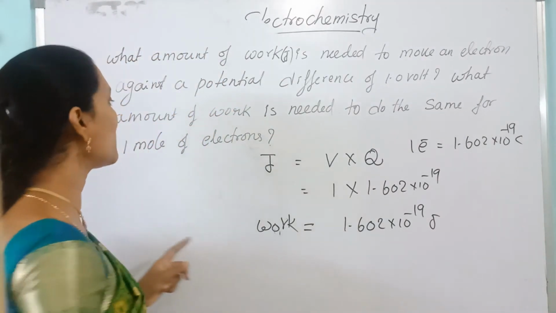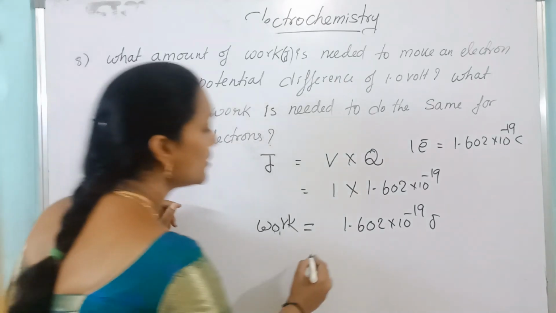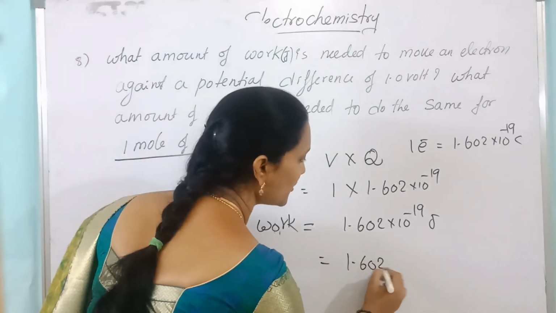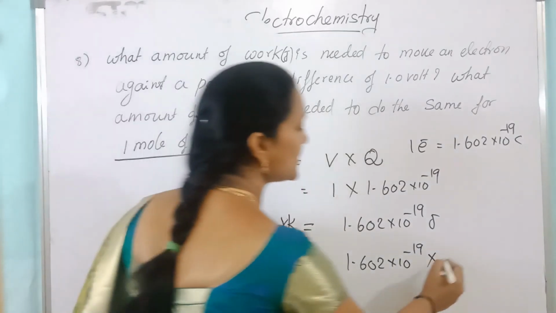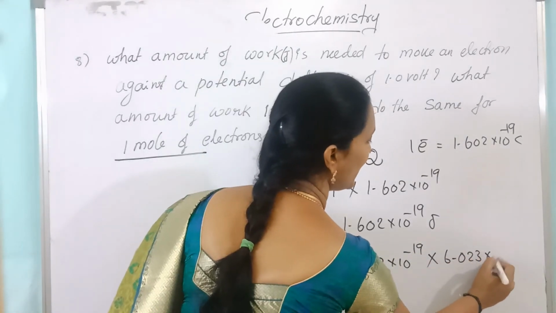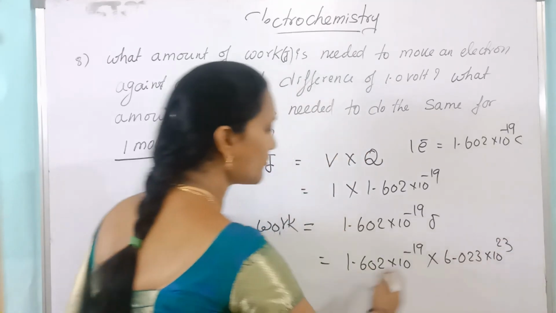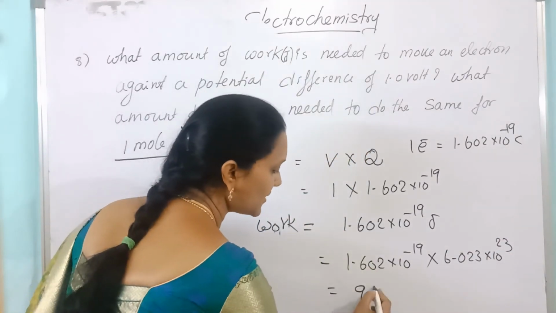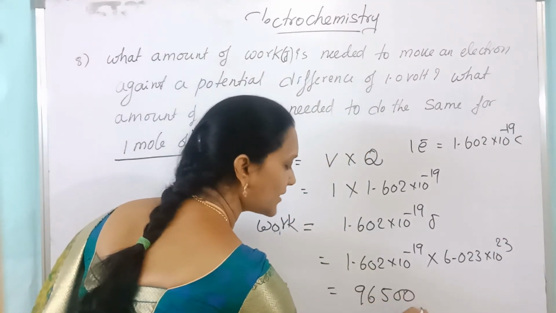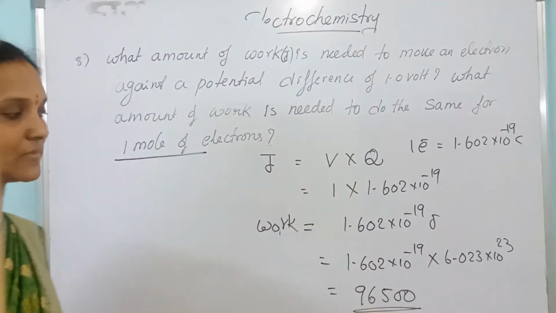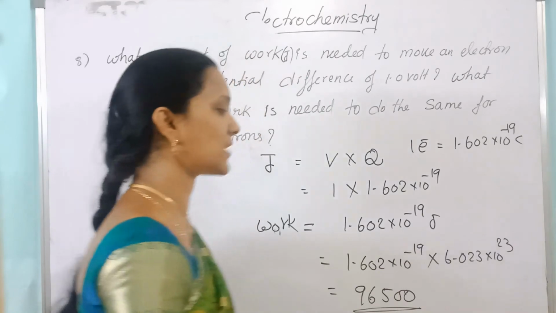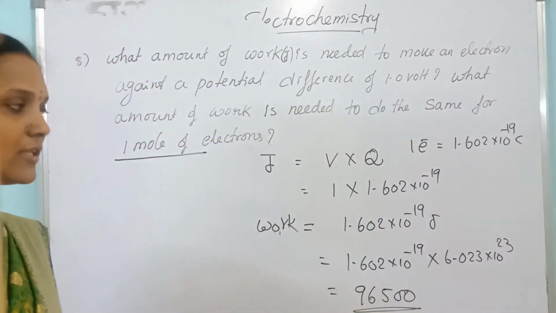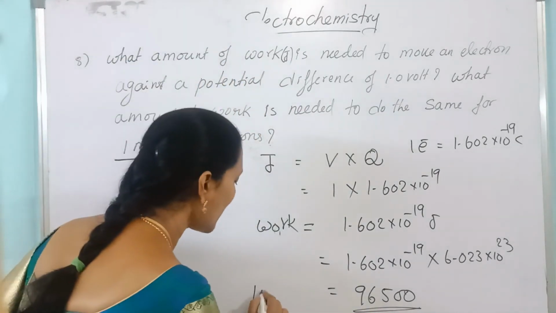1 mole of electrons, how much? 1.602 into 10 power minus 19 into Avogadro number 6.023 into 10 power 23. If you multiply this, you will get nearly 96,500, nothing but a Faraday. So 1.602 into 10 power minus 19 into 6.023 into 10 power 23 is the work for 1 mole.